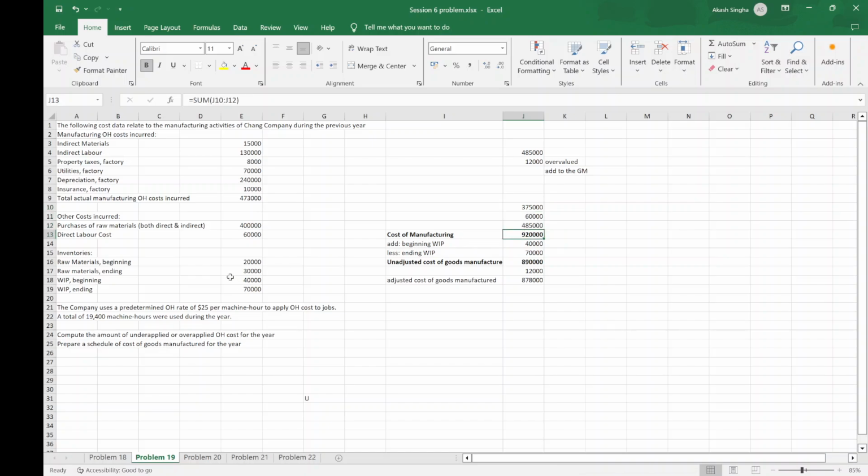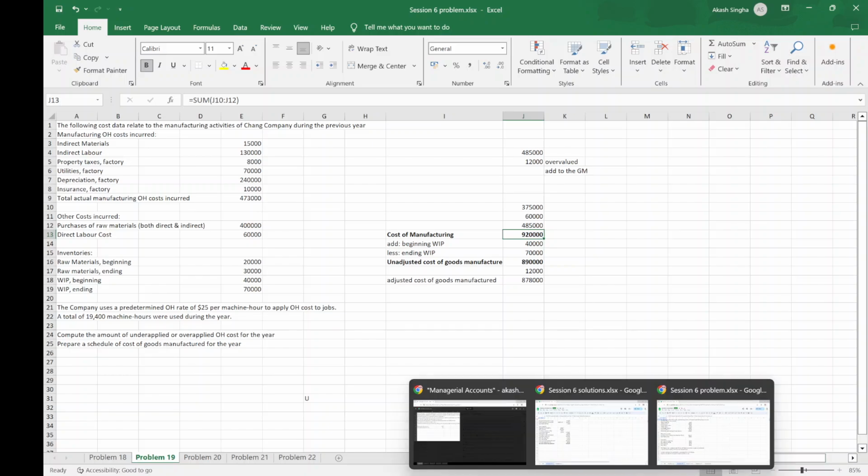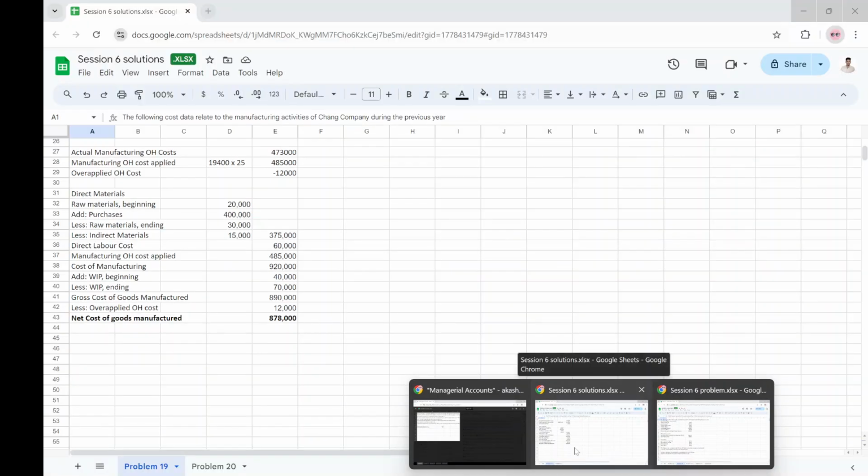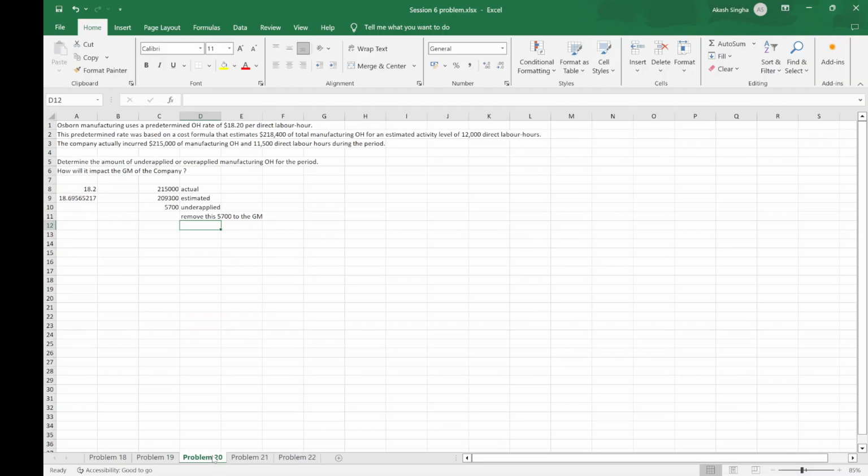With that, add the beginning work in progress and subtract the ending work in progress. So you will get unadjusted cost of goods manufactured. And then whatever was overvalued, we will subtract it at the end of the year. And whatever we get is the adjusted cost of goods manufactured. Let's see what Ma'am did. Yeah, same answer.